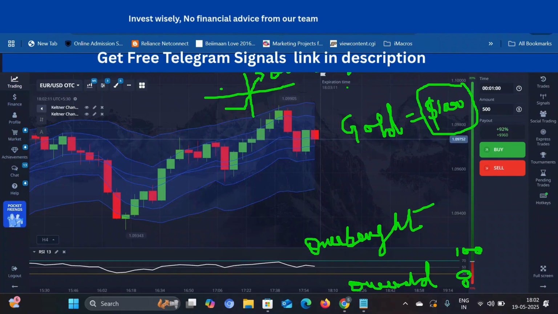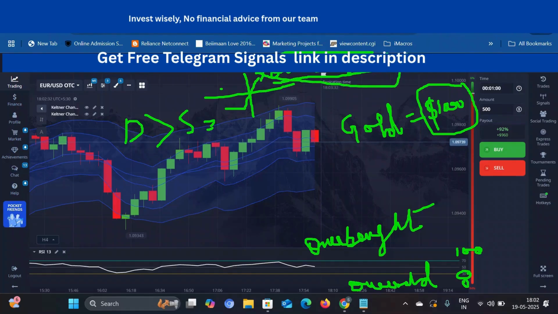Now, why did it become overbought? Why did its price increase? The reason is, as you might know from economics, whenever demand is much higher than supply, the price goes up, right? So overbought means that it has become overbought. Now from here, it will fall, its price will drop.